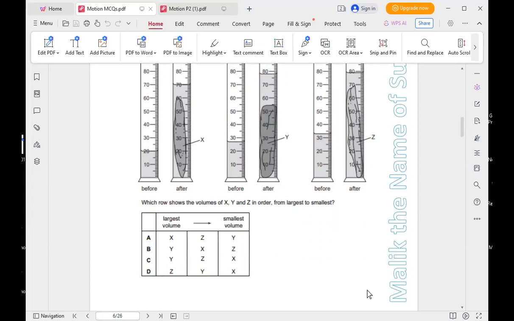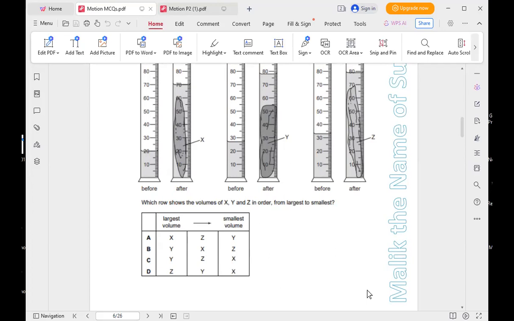The second one, what is the value for the after result? For which? The second, Y. The Y is 78 minus 27. Yeah, 27. Oh, okay. And the last one? The last one is 79 minus 33.